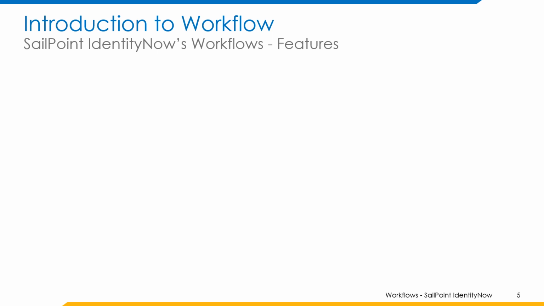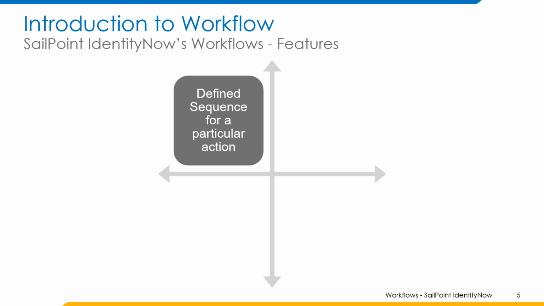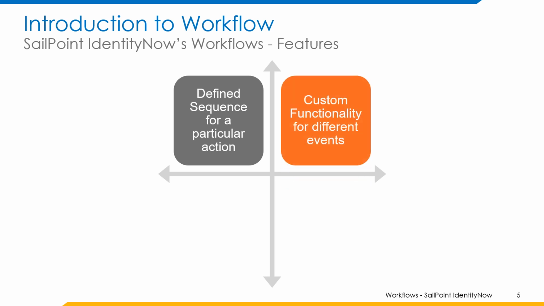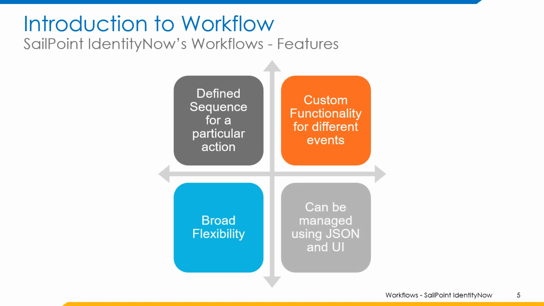Let's talk about the features that SailPoint IdentityNow workflows have. Workflow offers custom functionality for different events. Using this feature, users can define a sequence for a particular action. It also offers broad flexibility, meaning you can configure a workflow to take a very specific action each time it runs. As usual, workflows are also managed by JSON, but you can configure your workflows using both JSON and UI. Let's move to the next slide where we'll learn the basics of a workflow and how to put them together.